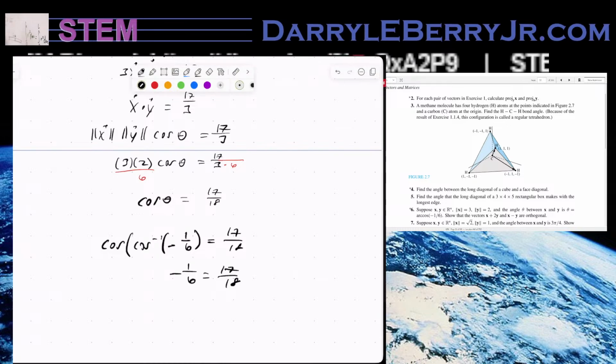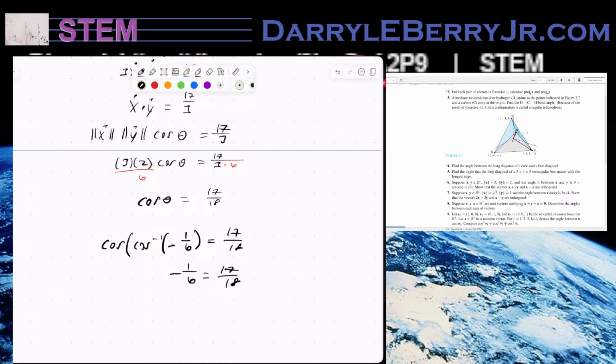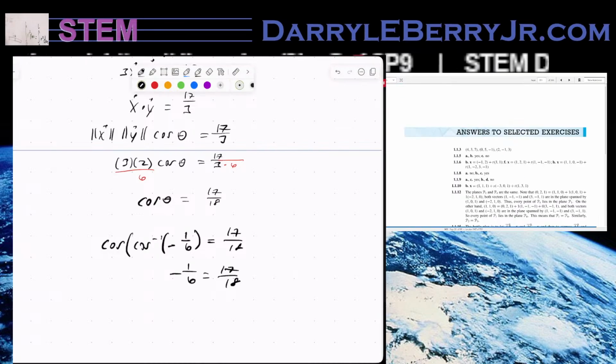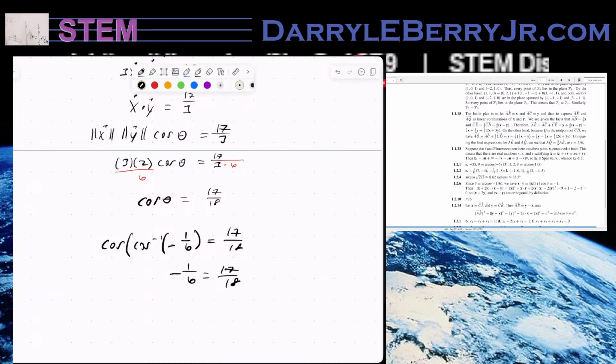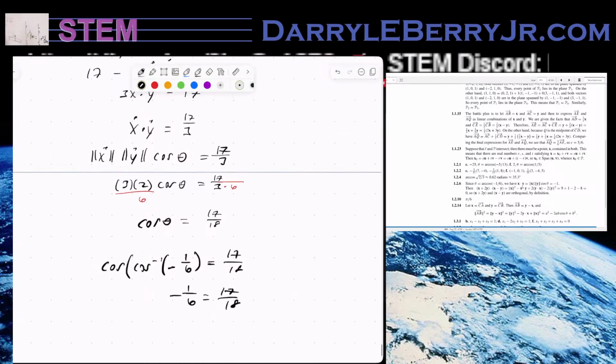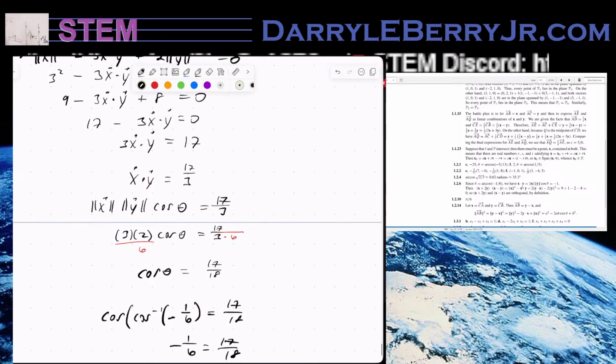Well, I'm not sure what I did wrong on this one. Let's see what they say in the answers. Okay, so the idea was right, that x dot y equals that. They said equals -1. Hmm.